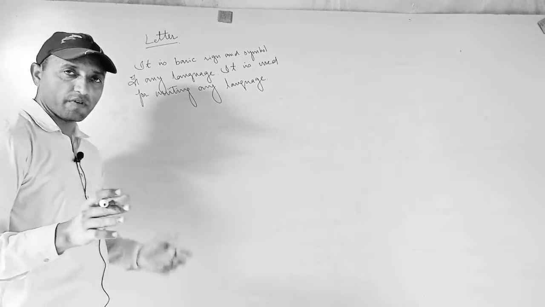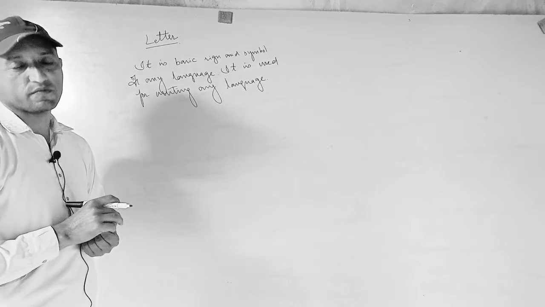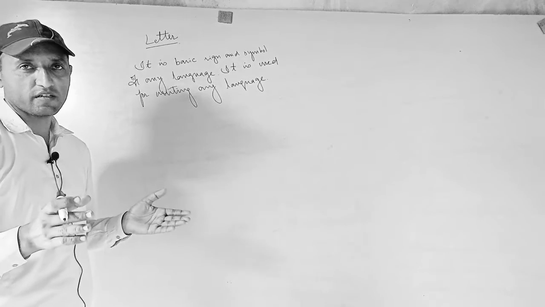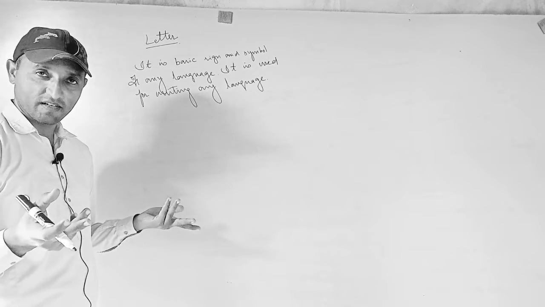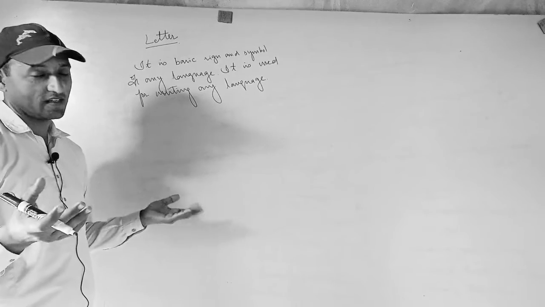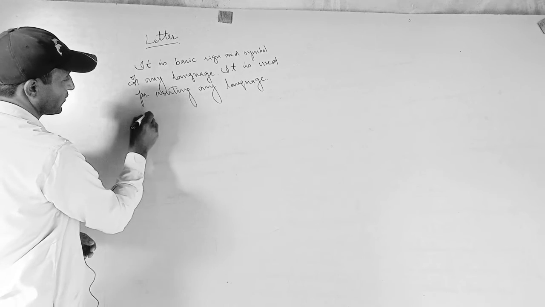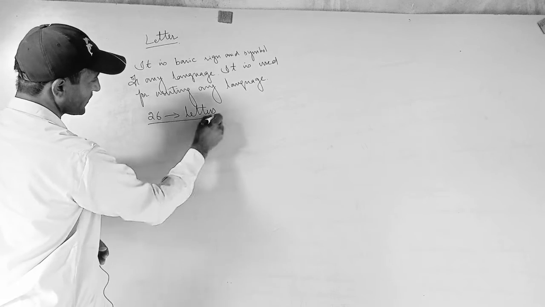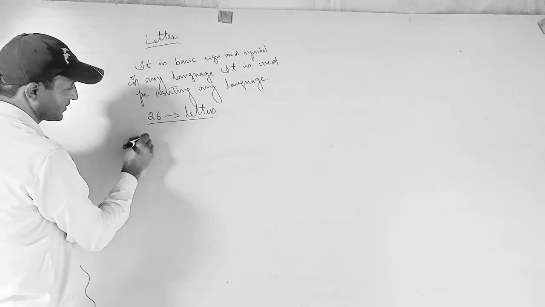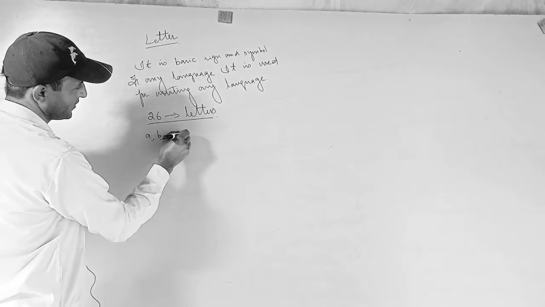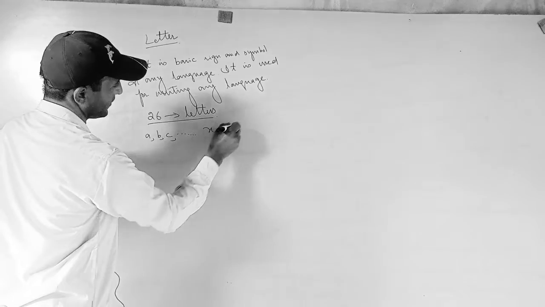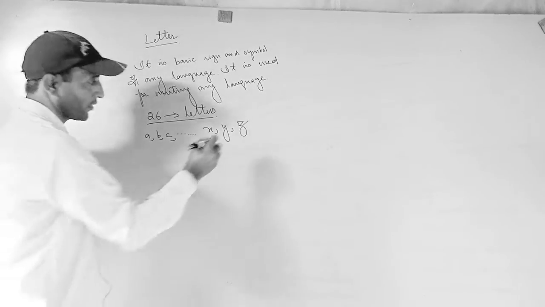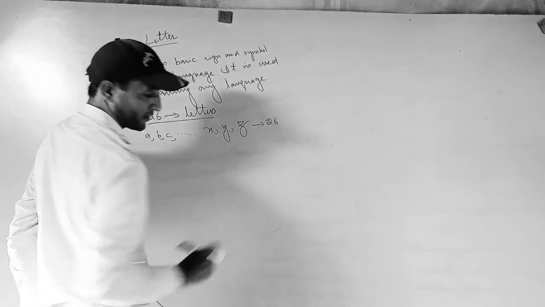Because without letters we cannot form the words, and if we have words we have a sentence, and if we have sentences we have passages, so in this way we can write anything. So in the English alphabet, as I also told you, there are 26 letters, from A, B, C up to X, Y, Z. So these are totally 26 letters.